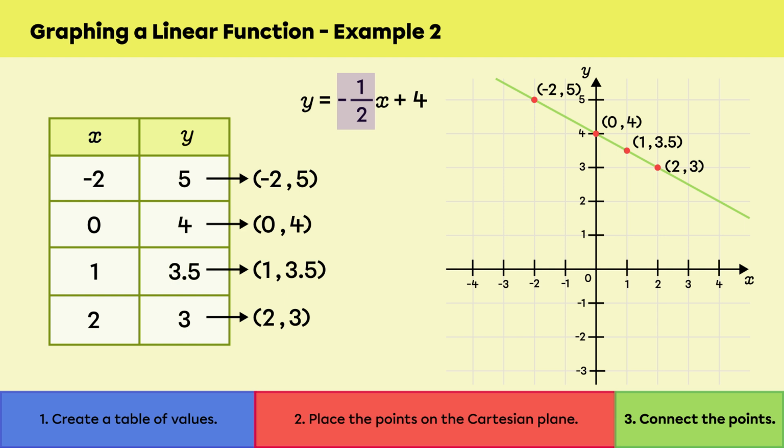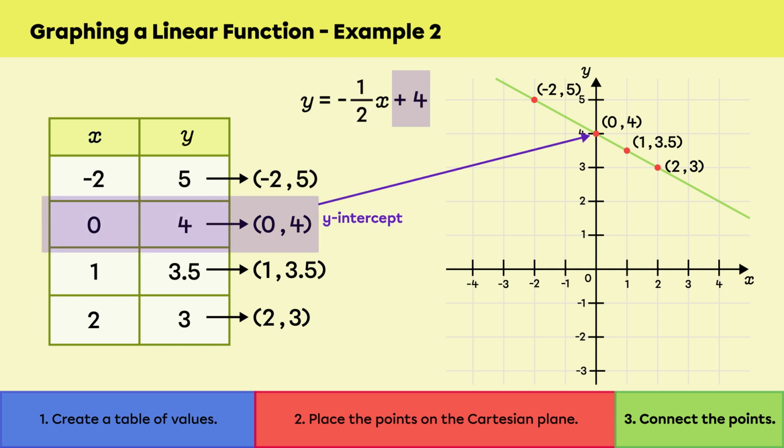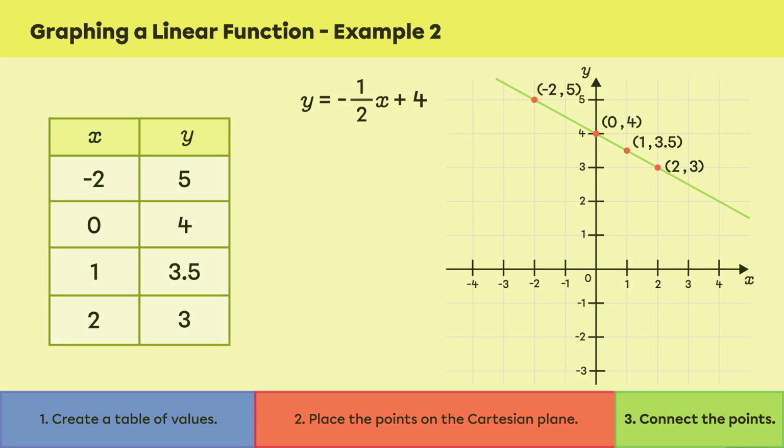You can also see that the line intersects the y-axis at 4 since it passes through the point 0, 4. This means that the y-intercept is 4. Creating a table of values is one way to graph a linear function. If you want to learn another way, there's a video for that too.